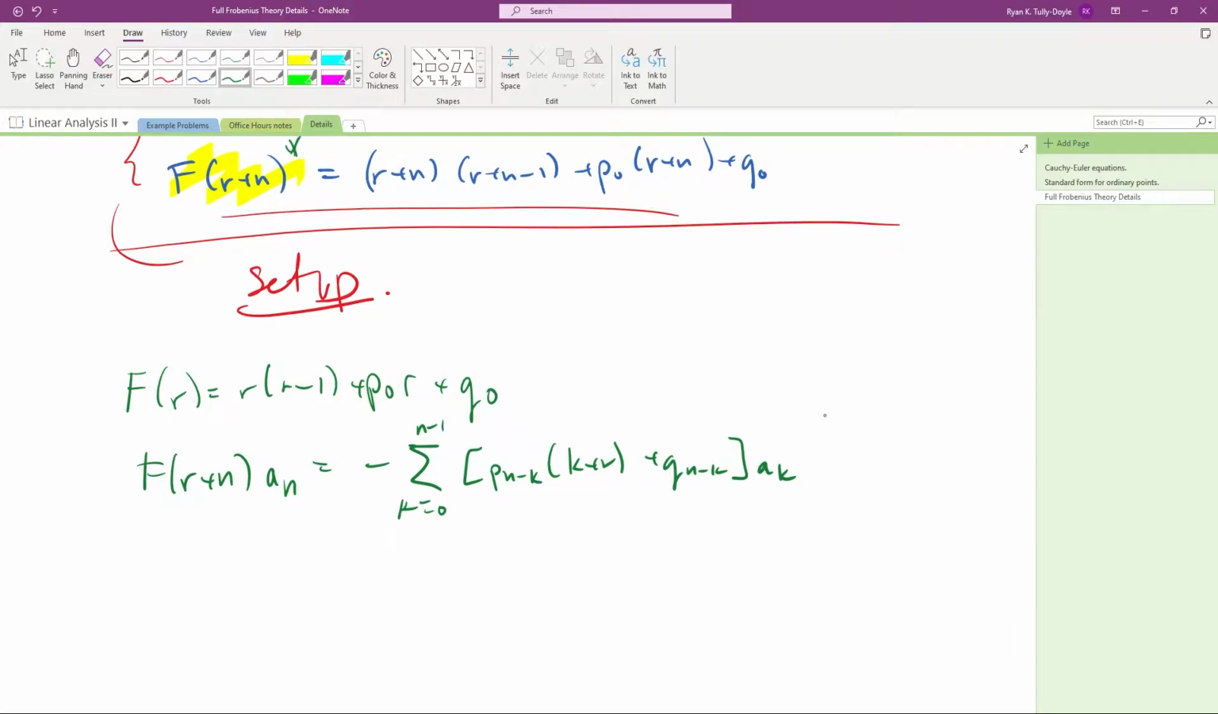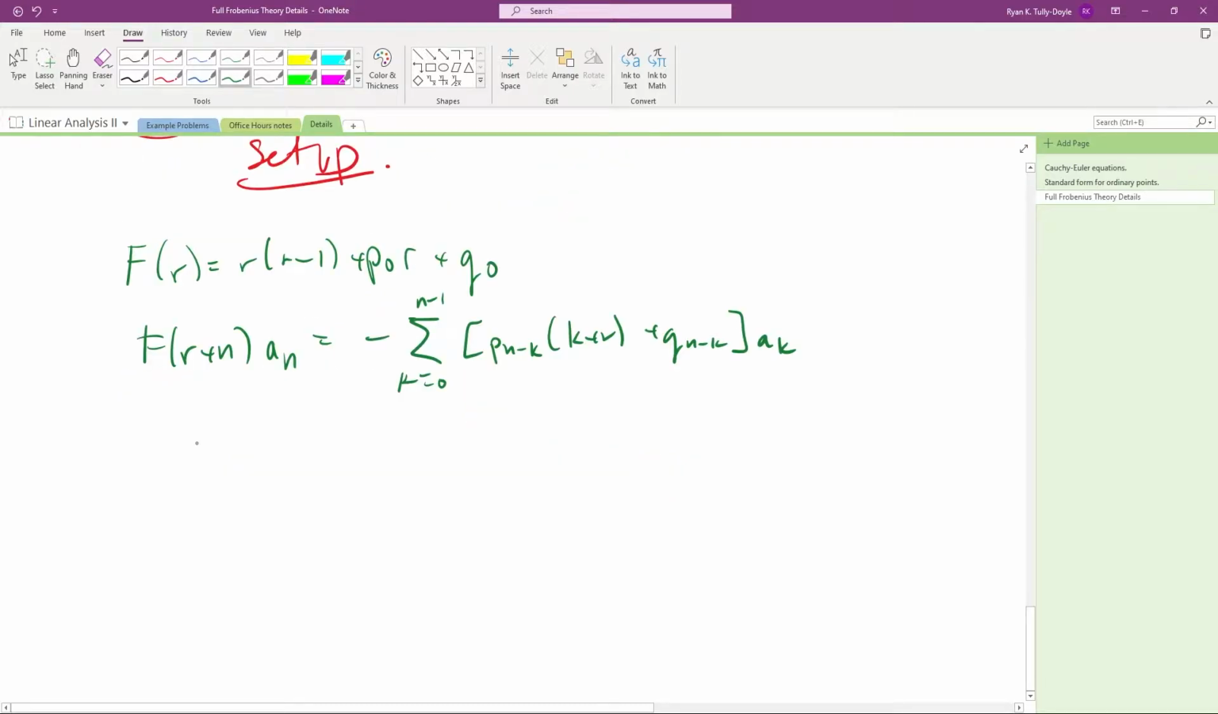The temptation is that we would like to divide both sides by f of r plus n, but that's not something we're allowed to do because we don't know whether that's equal to 0 or not. And in the case where we're looking at solutions of the indicial equation, then f of r is equal to 0. So we're going to leave it in this setup for now, and then we'll show when we can divide by f of r and when we can't.